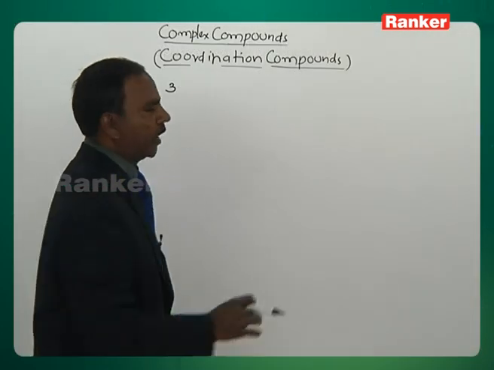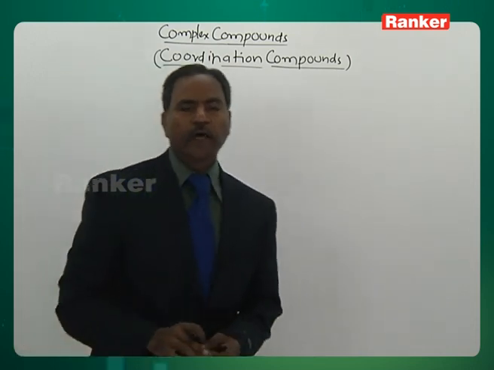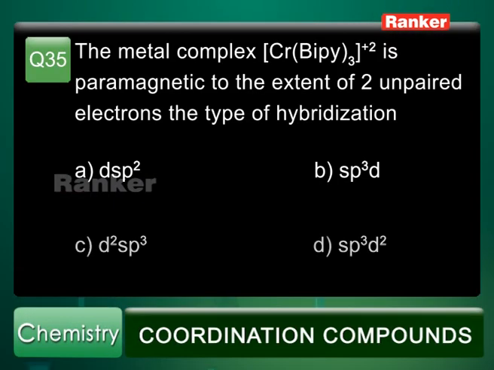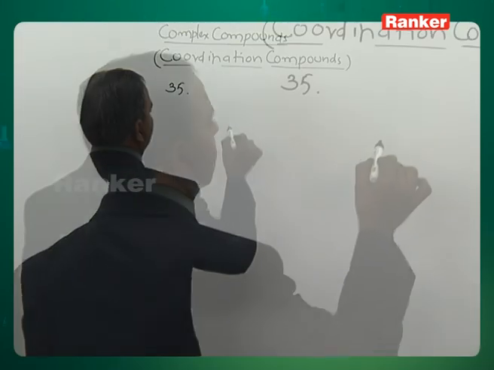Next, question number 35. The metal complex chromium tris(bipyridine) 2+, Cr(bipy)3 2+, is paramagnetic to the extent of 2 unpaired electrons. The type of hybridization in the chromium bipyridine complex is?